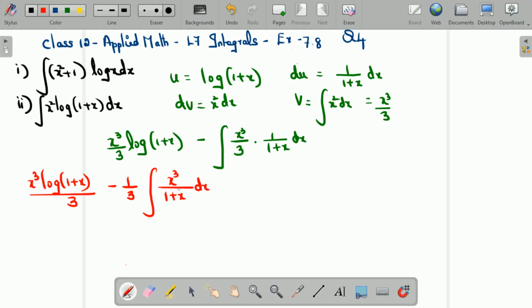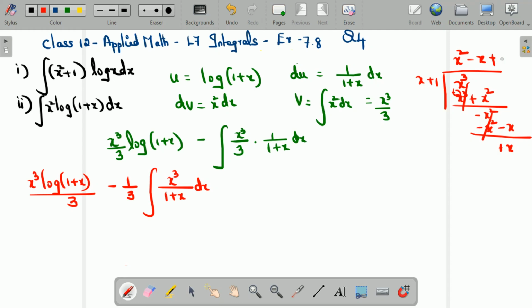Now the degree of the numerator is greater than that of the denominator, so let's perform long division. So x cubed divided by x plus 1. If you divide x cubed by x, you get x squared. So this is x cubed plus x squared. Now you perform subtraction. So this will become minus x squared. Divide by x. So this is minus x. So you multiply. This is minus x squared minus x. Subtract. This will vanish. This will become plus x. Again divided by x, you will get a plus 1. So x plus 1, on subtraction you will get minus 1.